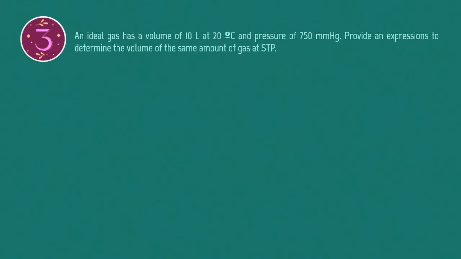An ideal gas has a volume of 10 liter at 20 degrees Celsius and a pressure of 750 mmHg. Provide an expression to determine the volume of the same amount of gas at STP. So the first thing that you need to do is look at what information is given to you in the question. You were given the volume, the temperature, and also the pressure, and you were asked to calculate the volume at STP. So naturally you should know what is the best formula to use for this question.